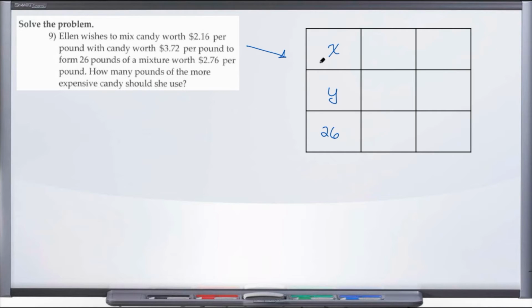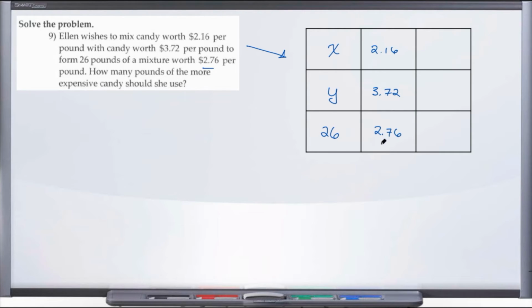X is going to be one type of candy, the candy that costs one price, and Y will be the candy that costs the other price. Going back in, we can see that we have candy worth $2.16 a pound and candy worth $3.72 a pound. Then she wants to sell this new mixture for $2.76 per pound, and we put the cost of the new mixture in this bottom box here.